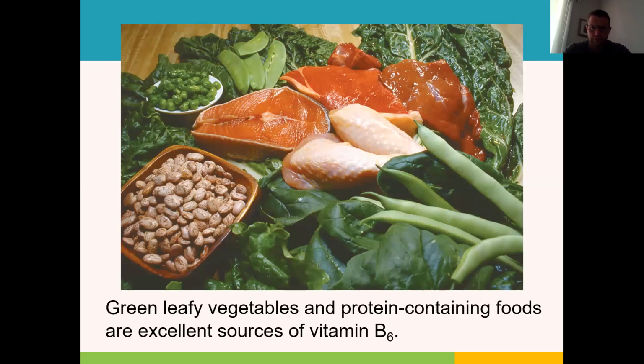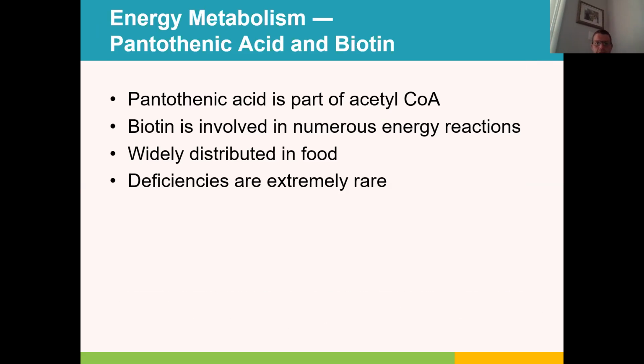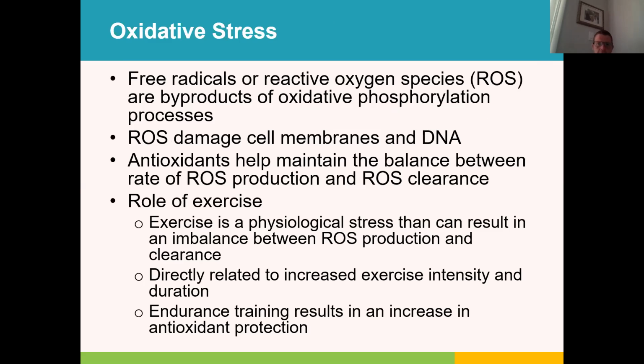Right. So again, you see the different meats that they've got shown up there with the green leafy vegetables. Again, these are also good sources of iron. So again, you find B6 and iron in a lot of those similar sources once we get to the mineral section. Okay? Pantothenic acid and biotin. Pantothenic acid is part of the acetyl-CoA enzyme. Biotin is involved in numerous energy reactions. Widely distributed in foods and deficiencies are extremely rare.